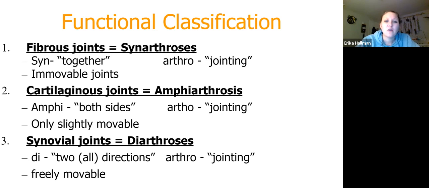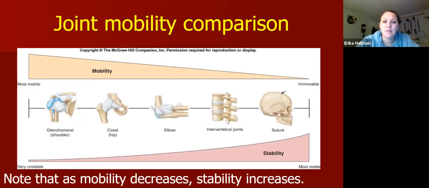Synovial joints are also called diarthroses, and this means di meaning all directions and arthros meaning joining, which means that these are freely moving joints, much more movable, much less steady and stable. Which brings us to this next point. With all of these joints that we just talked about, whether they be fibrous, cartilaginous, or synovial, there's always a trade-off.